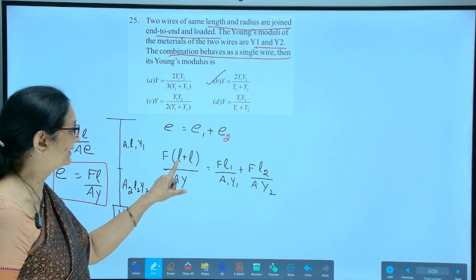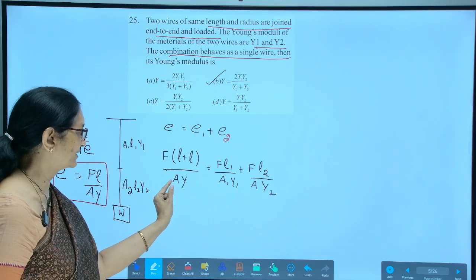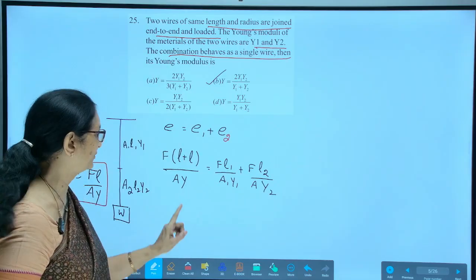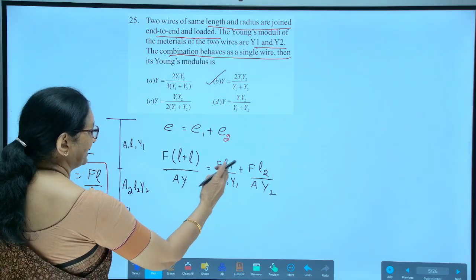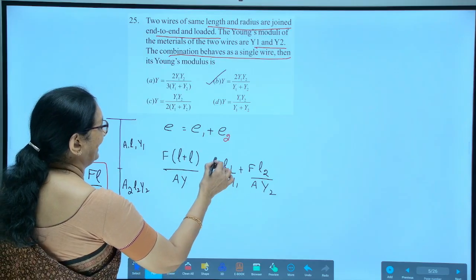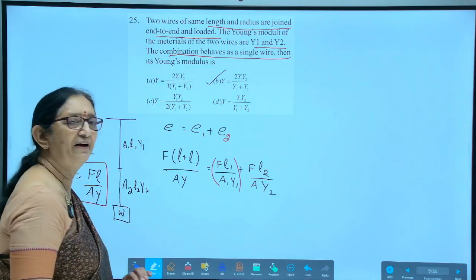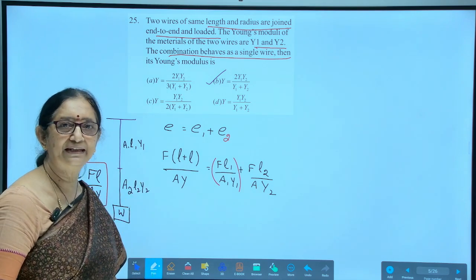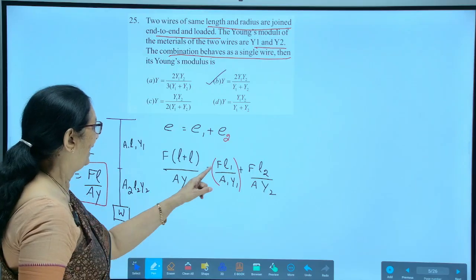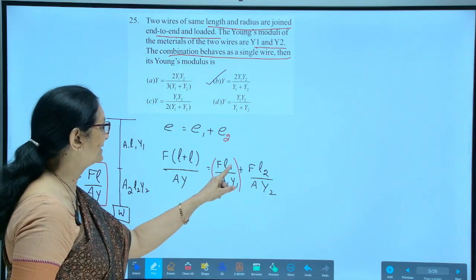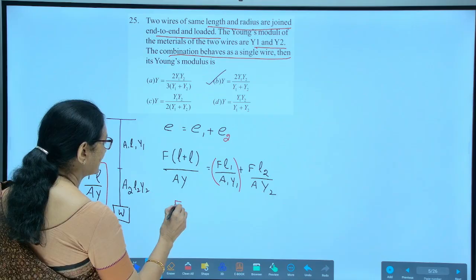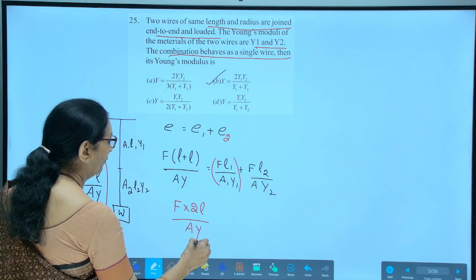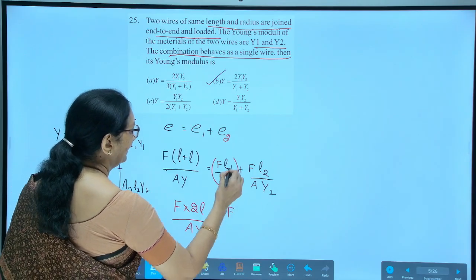Considering this, the net extension in both the wires is F into the total length of the composite wire, which is L plus L, area of cross section is A, effective Young's modulus of the composite wire is Y. That is equal to E1 plus E2. E1 is F1 L1 by A1 Y1. Here, as they are connected in series, force is the same. Hence F into 2L by A Y.